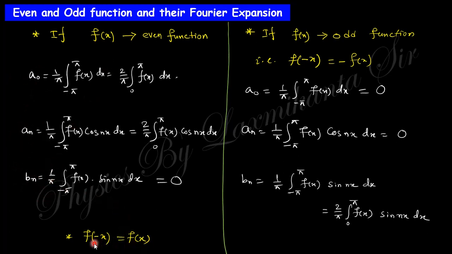And you know an even function is nothing but f of minus x equals f of x. In case of an odd function, that is f of minus x equals minus f of x, you can see this will be 0, since this is odd times even, which is odd. This is odd times odd, so this becomes an even function. So in case of an even function, a0 and an exist, and bn equals 0. In case of an odd function, a0 and an equal 0, and bn exists. Clear? If you identify whether the function is even or odd at the very beginning, you can eliminate these constants.